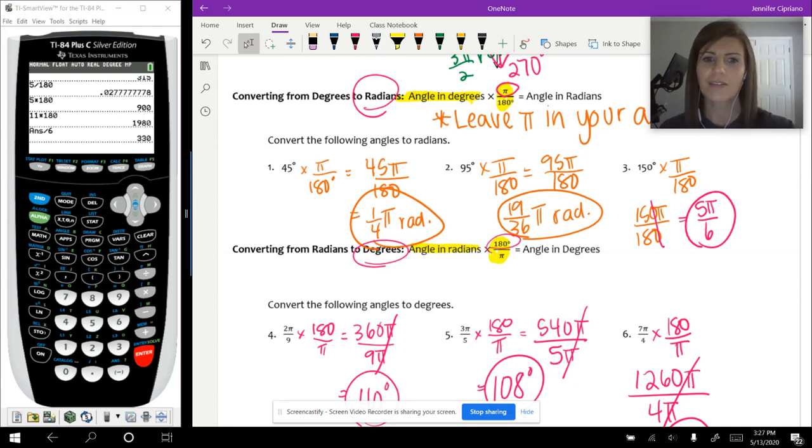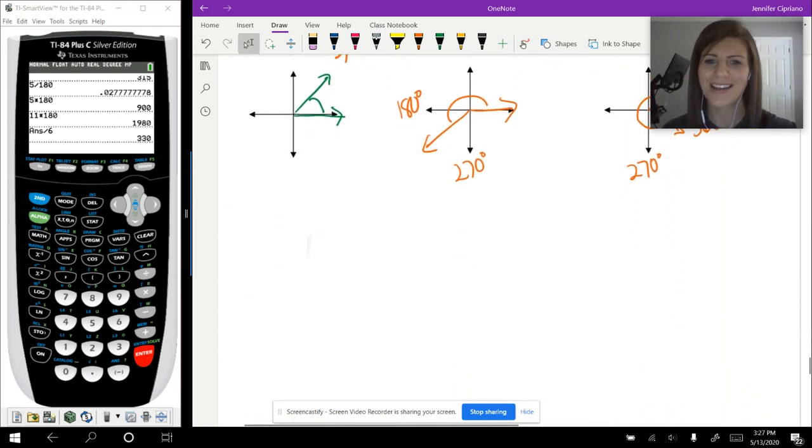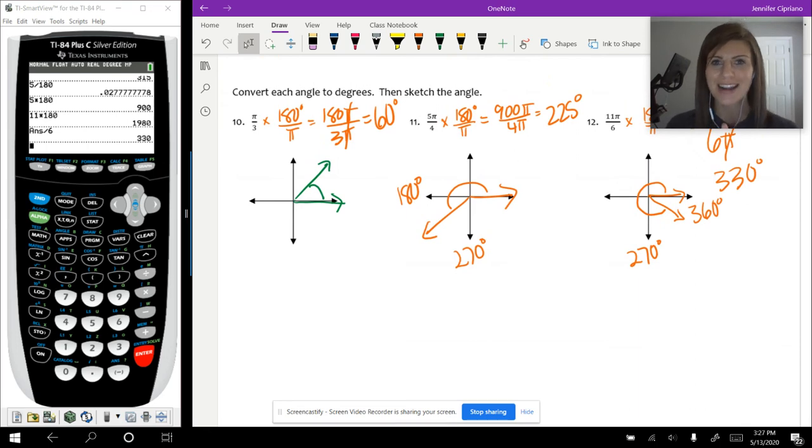Okay, so you have a little bit of practice now to do with degrees and radians and a short assessment this week, and that is it. We're almost at the end of this unit.